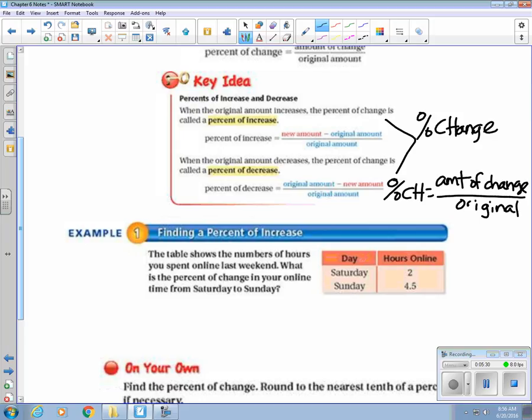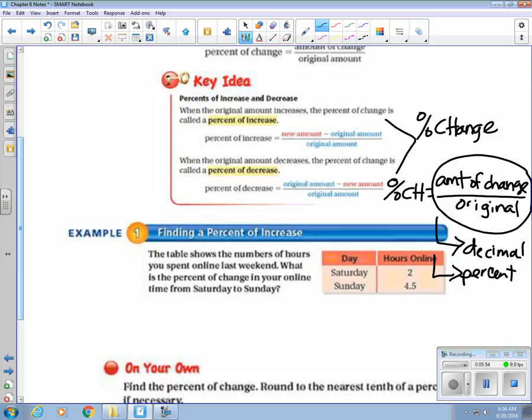So all you got to do is figure out how much did it change and divide it by the original. And then you're going to tell me, is it an increase or is it a decrease? Did it go up or did it go down? Remember, when you solve this, it gives you a fraction. You have to then change that fraction to a decimal and then into a percent, because we're talking about a percent of change, okay?